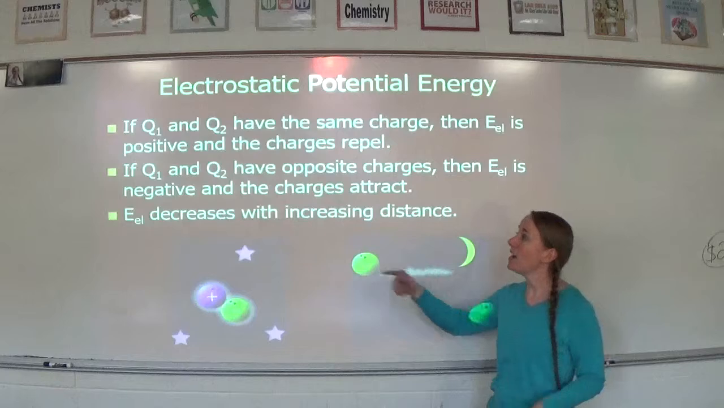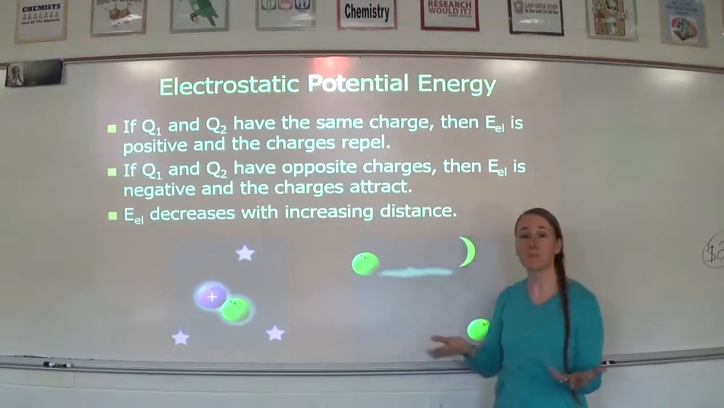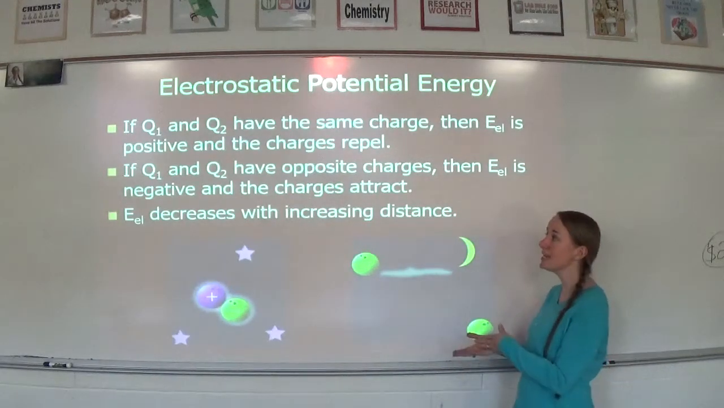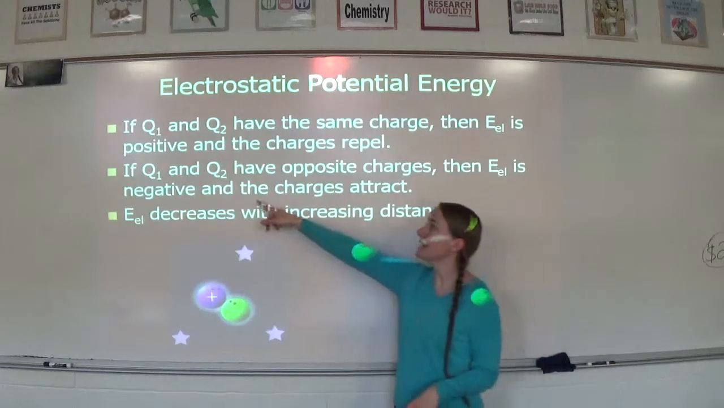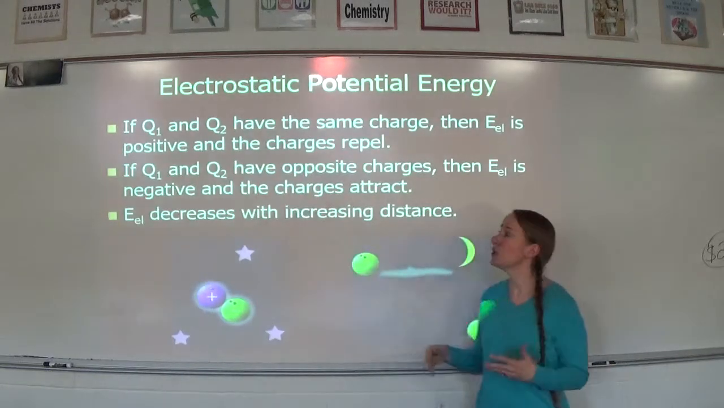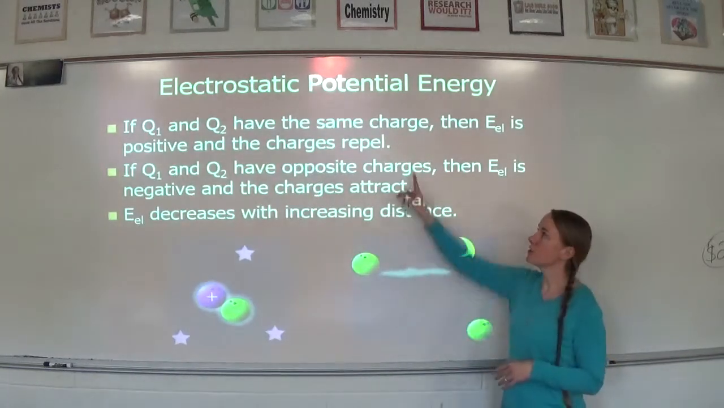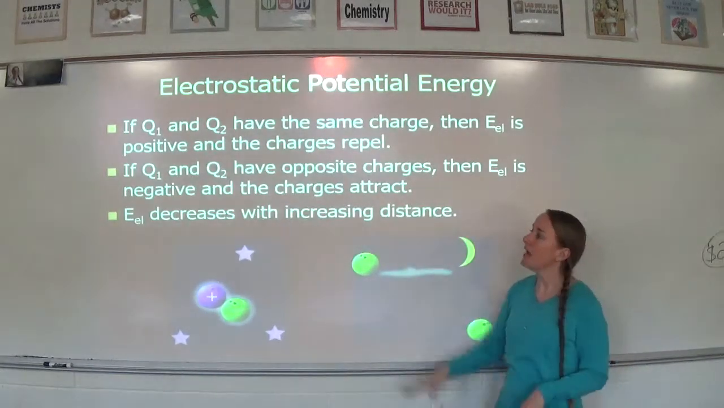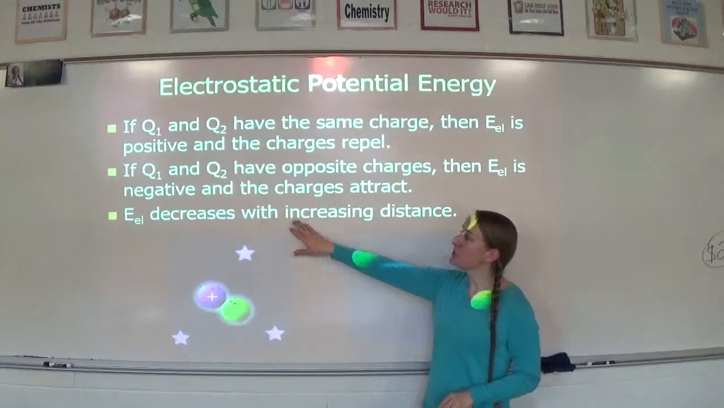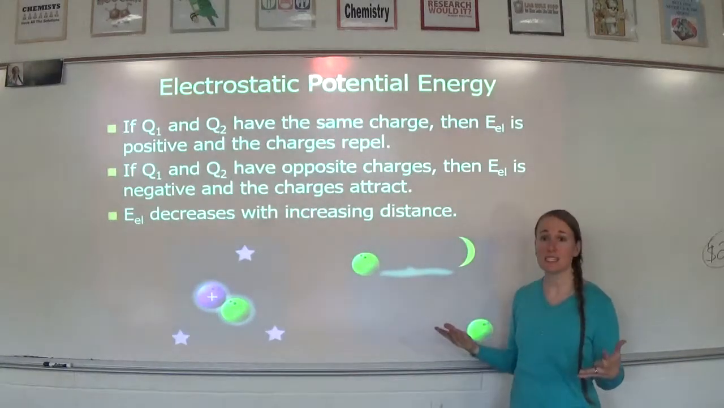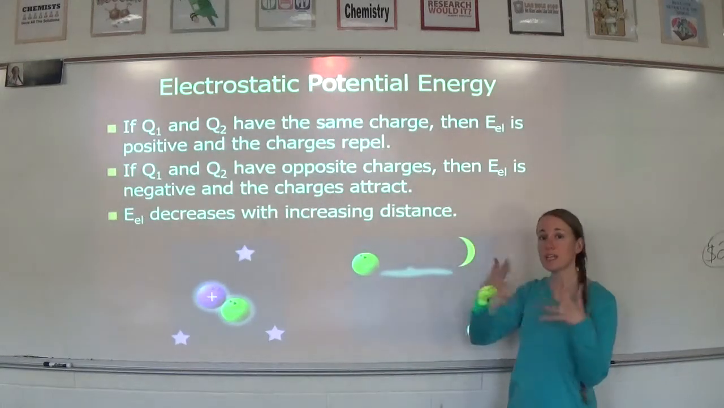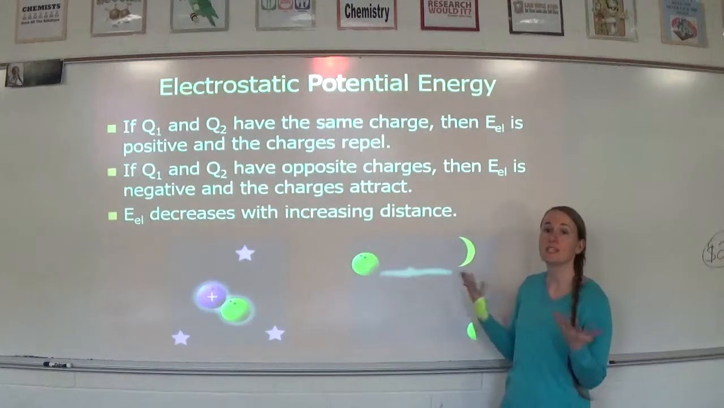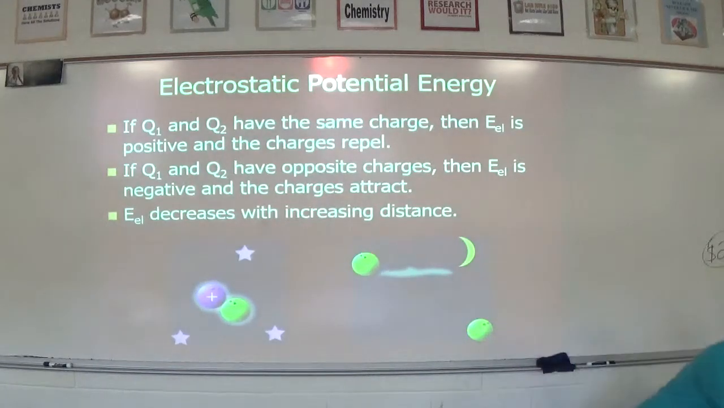That's exactly what happens if Q1 and Q2 have opposite charges. If one's positive and one's negative, your overall answer will be negative, and that's favorable, so those charges attract, whereas a positive energy is unfavorable, so they repel one another. And then, of course, our energy decreases with increasing distance. Remember, when the charges want to attract each other, we want them to be close enough to get near each other.